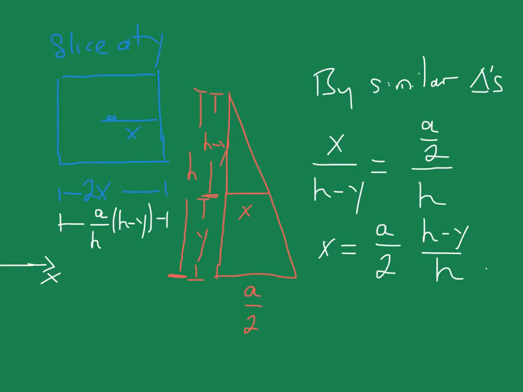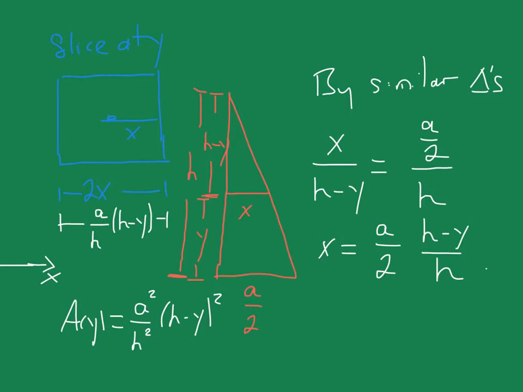Okay, so we now have the side length of our square slice at y. That means that we can determine the formula for A of y. A of y is equal to the side length squared. So it's going to be a squared over h squared times h minus y all squared.